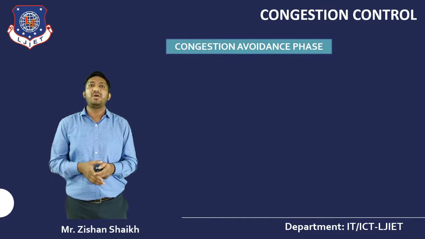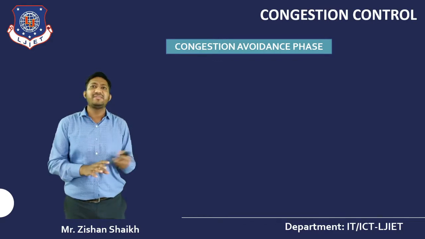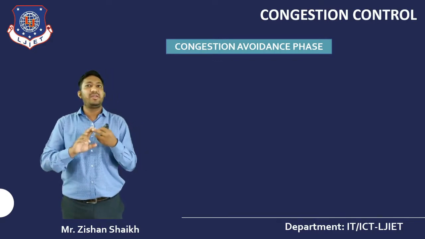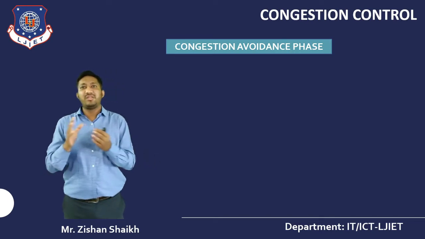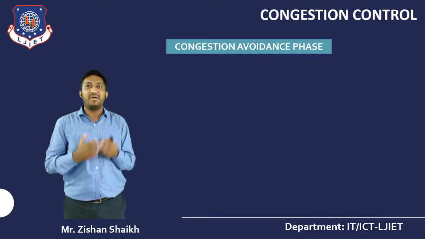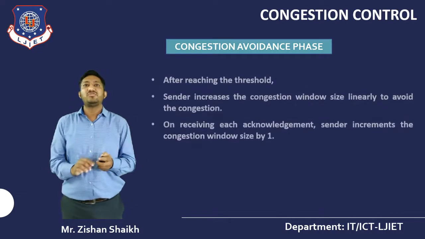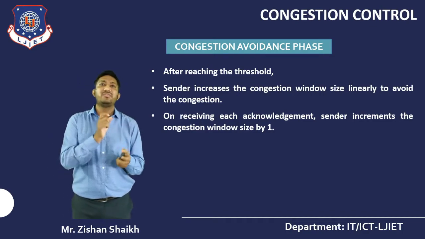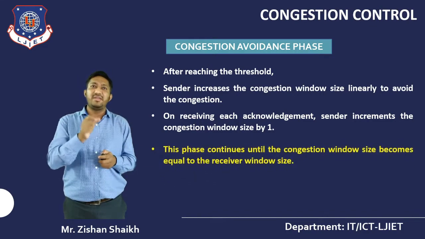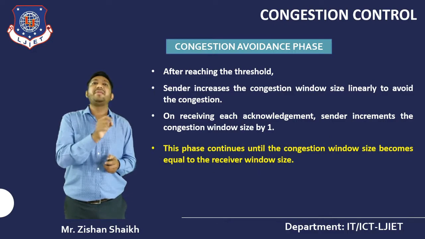Now we are moving to the congestion avoidance phase. We already discussed that congestion is handled in two parts. First, we avoid congestion, and second, after detection we recover. So what is congestion avoidance telling us? After reaching the threshold, the sender increases the congestion window linearly.